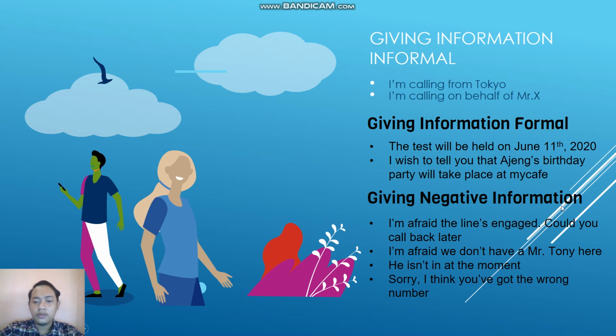And giving negative information, for example: I'm afraid the line is engaged. Could you call me back later? I'm afraid we don't have Mr. Tony here. He isn't at the moment. Sorry, I think you've got the wrong number. Based on these examples, we can see that they don't directly give the information first. They use something like, I'm afraid the line is engaged, or I'm afraid we don't have Mr. Tony, or simply sorry, I think you've got the wrong number. That is the negative information. Would you call me back later? Mr. Tony isn't in, and so on.